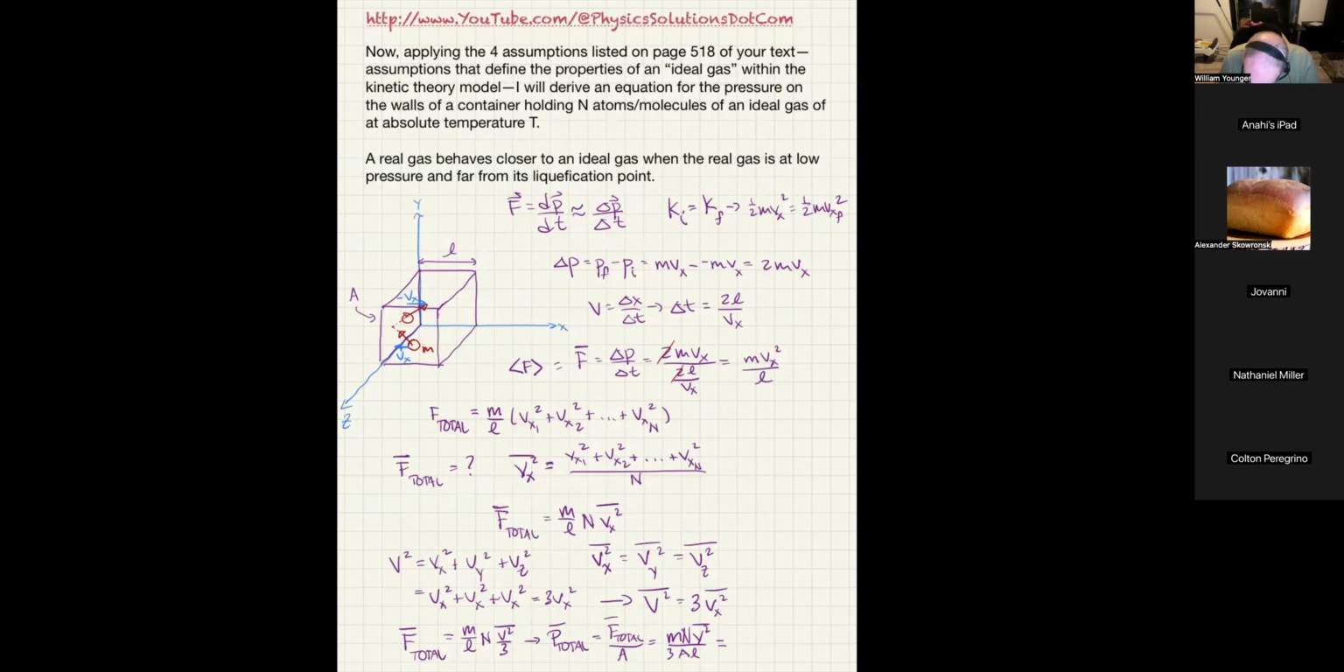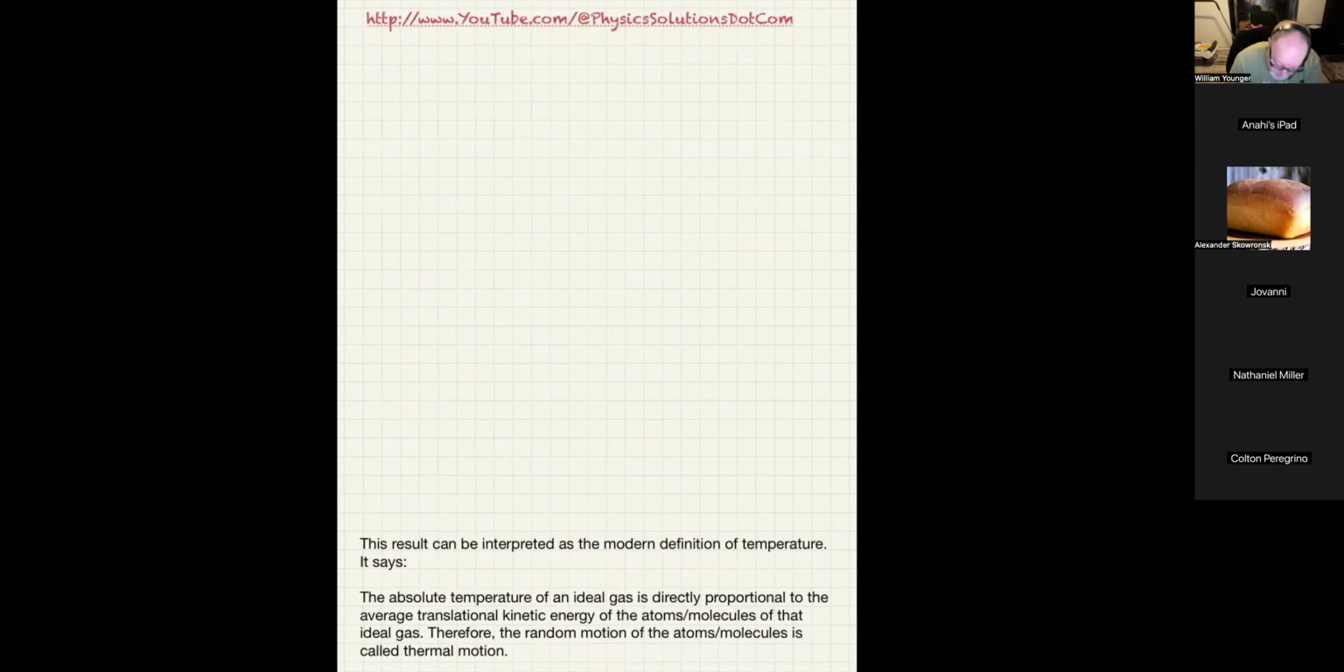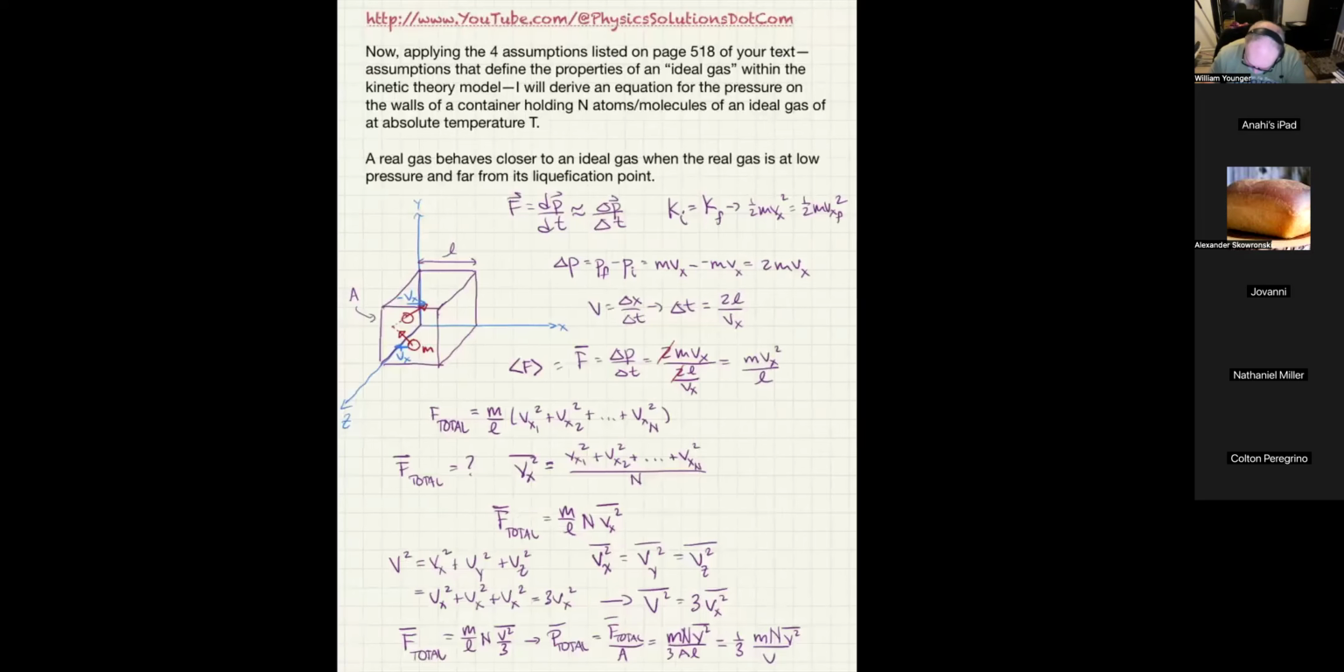So now what we can say is this is 1/3 times M times N times the average of the square of the velocities divided by the volume. So that almost brings us there. We now have pressure on average is equal to, or let's actually go ahead and not take this step. Let's go ahead and take the velocity. Well, I'll copy this over. That'll make it a little easier.